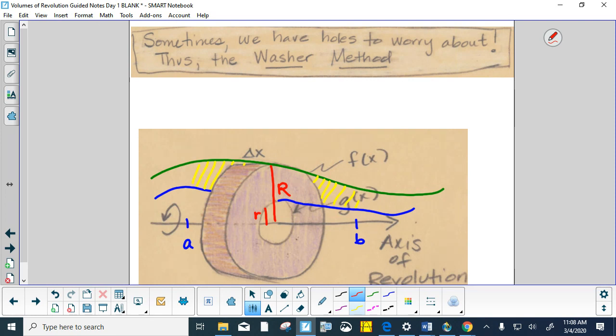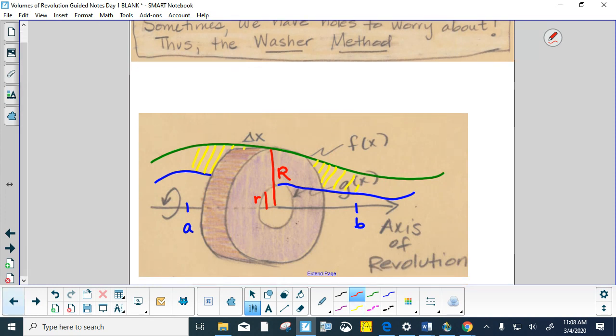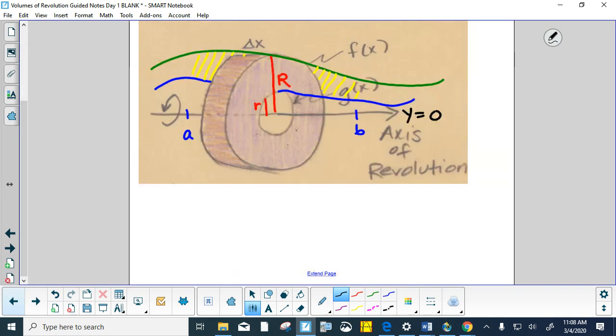So we're going to find the volume of the big disk and subtract out the volume of the little disk. The axis of revolution that I have here, let's say this is y equals 0 to simplify things. So I'm going to take the volume of the big disk minus the volume of the little disk, and we're going to subtract them. We put the pi on the outside of both, times the integral from a to b.